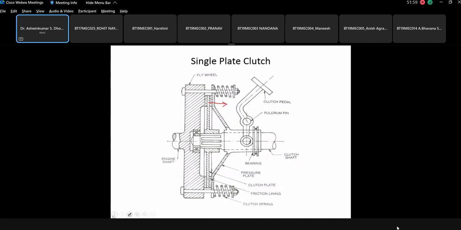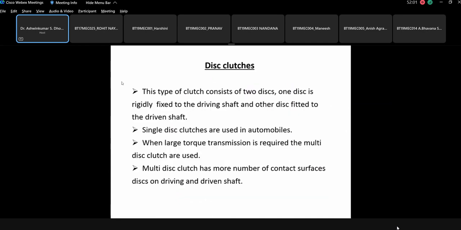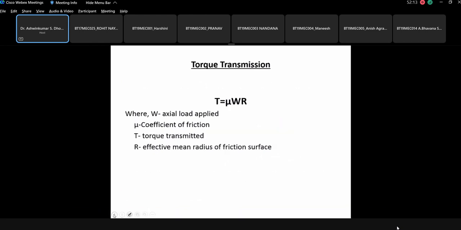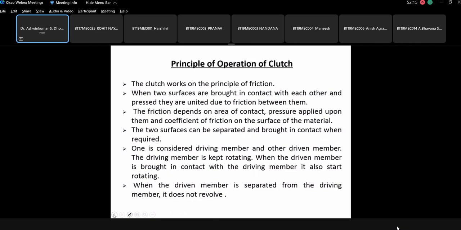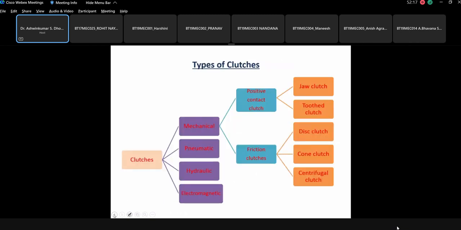What it says is that the disc clutch, this type of clutch, consists of two discs. One disc is rigidly fixed to the driving shaft and the other disc is fitted to the driven shaft. One minute, let me see what is written on the previous slide. That was the classification of friction clutches, sir. Positive contact clutches we will see later.